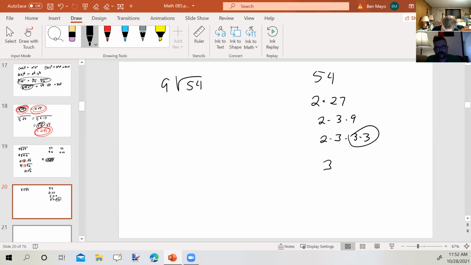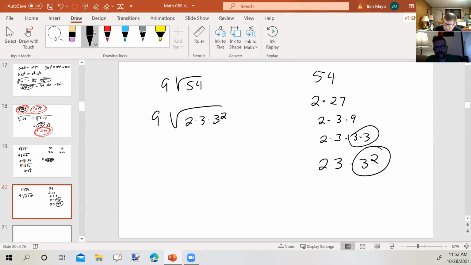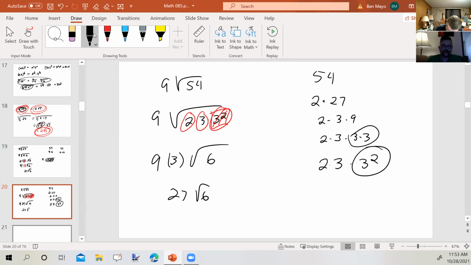Well, this could be written as 3 squared. Oh, there's a perfect square. That's the 9 that I had before. So I can go 9 times 2 times 3 times 3 squared. Well, 2 is not a perfect square, can't do anything with it. 3 is not a perfect square, can't do anything with it. That's a perfect square. The square root of 3 squared would be 3 on the outside, and then we've got the square root of 6 left over, so 27 square roots of 6.